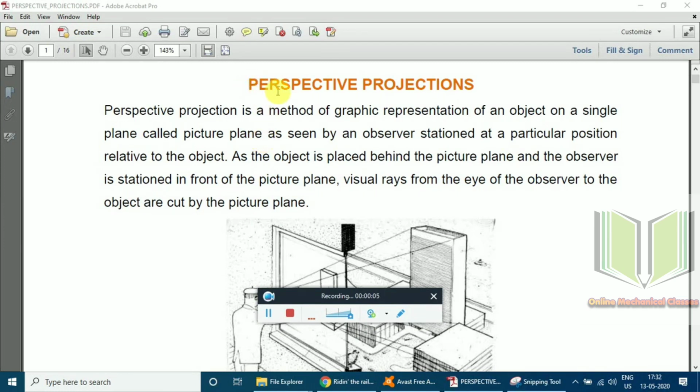Today we are going to see perspective projections. The agenda for today's topic is what perspective projection is, what its types are, and we are going to see one basic problem to approach it.